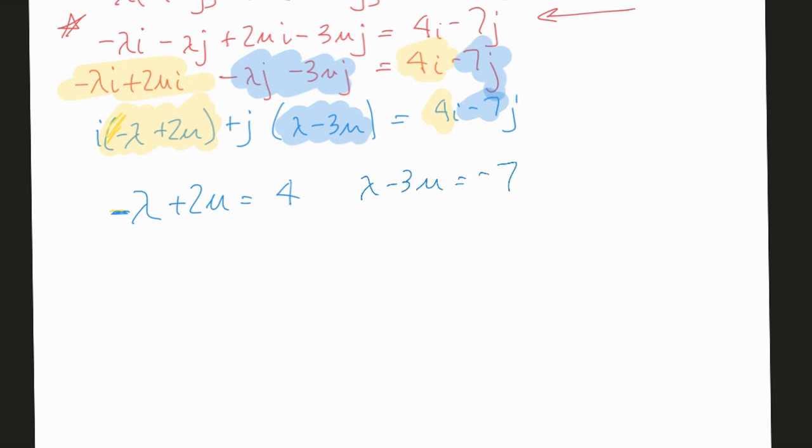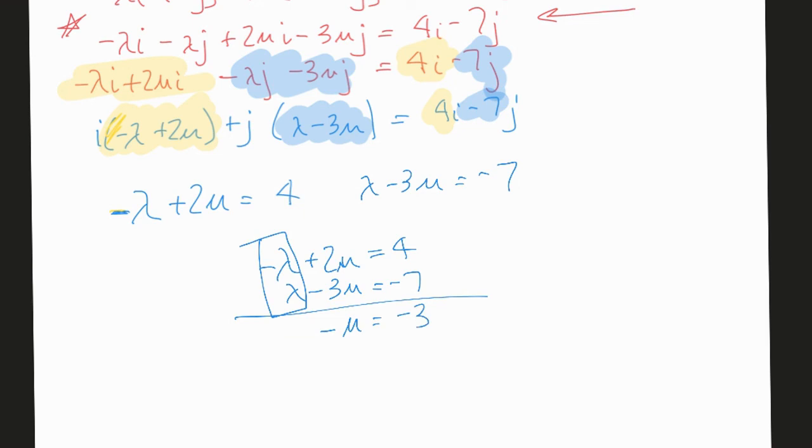Here's my question for you guys before I do this. How am I supposed to solve this for lambda and mu? It's a system. So let me rewrite them on top of each other so you can see how things are going to cancel out. You can see that this positive and negative lambda cancel out. And adding the rest of these in columns, I get negative mu equals negative 3, or mu equals 3, right?